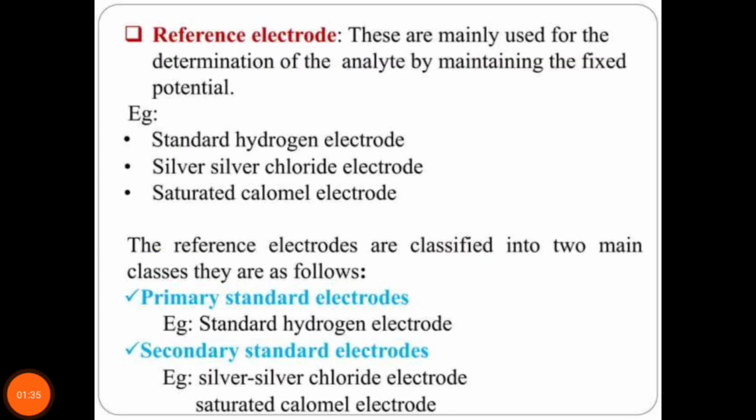The reference electrodes are classified into two main classes. First is the primary standard electrode, second is the secondary standard electrode. An example of a primary standard electrode is the standard hydrogen electrode, and secondary electrodes are the silver chloride electrode and the saturated calomel electrode.